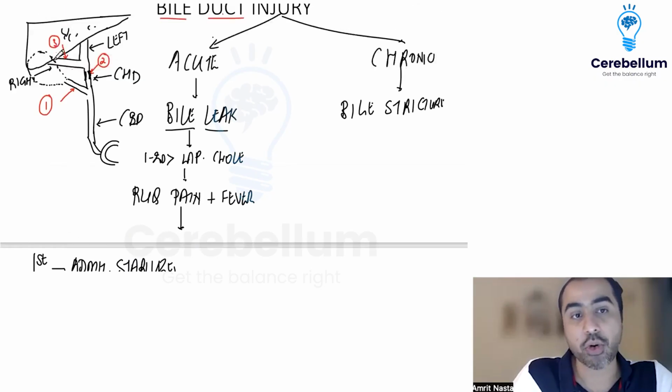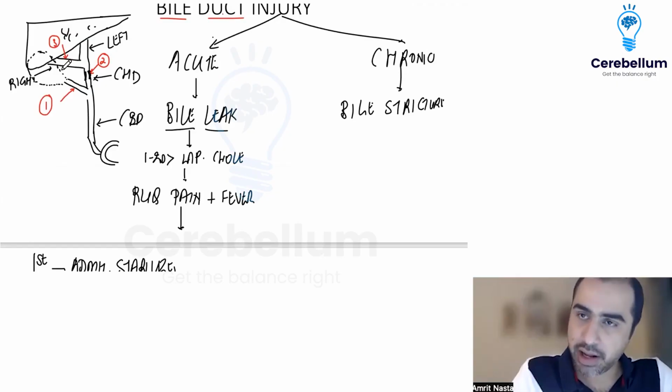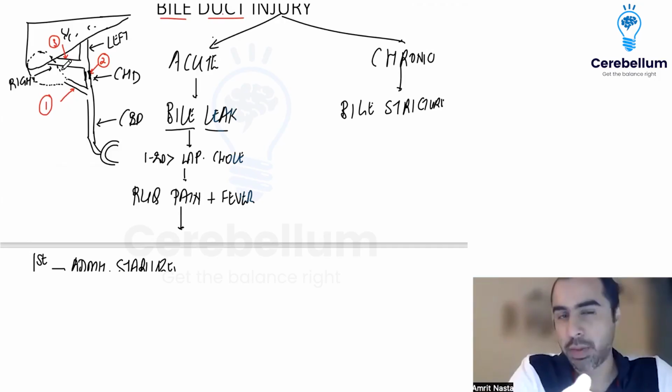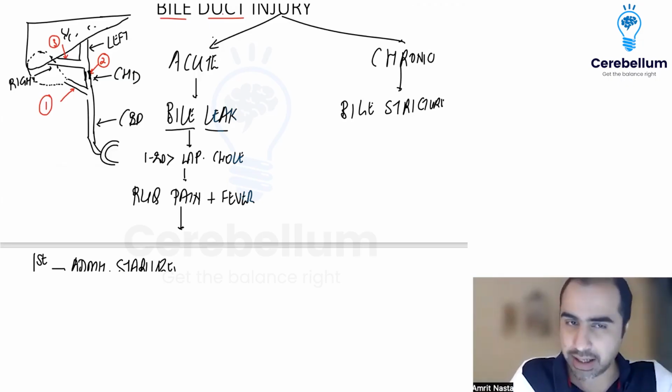Because imaging will show you, oh, there is some bile which is collected here. Then you drain the bile. After draining the bile, after the patient becomes okay, do MRCP or ERCP. And once you know which duct is leaking, you repair it. But the repair will be done later, not in the acute setting. So this is what you need to know basically.